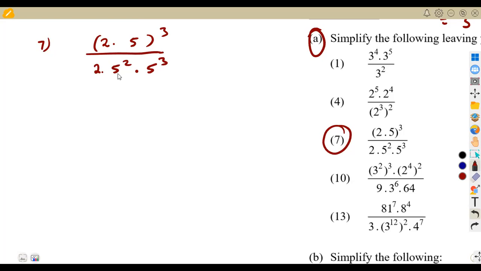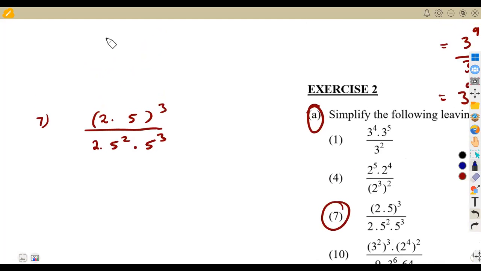All right. In some cases, they might not give us the expanded form like this. They might just give us a 10. Remember, 2 times 5 is 10. So this question was supposed to be given to us as 10 to the exponent of 3 over 2 times 5 to the exponent of 2 times 5 to the exponent of 3. You are the one who is supposed to expand this 10 as a product of its prime factors.